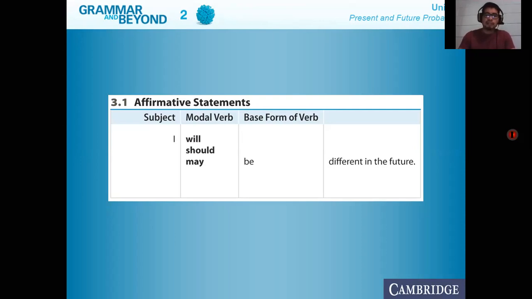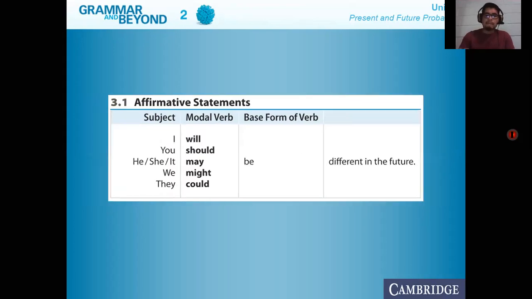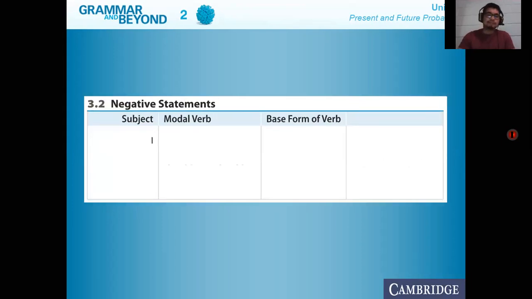I should be different in the future. I may be different, or I could be different. Okay, negative statements. So students, we have over here the difference, that is, in this case, the negative form. That is subject, modal verb, the base form of the verb, and any complement. No changes whatsoever. If you see, basically nothing changes from the affirmative statements to the negative statements.